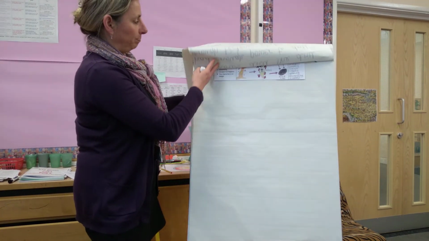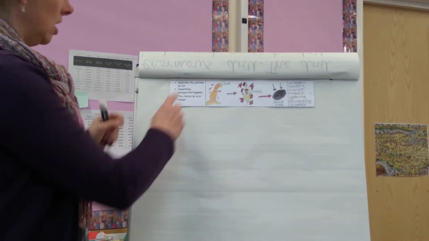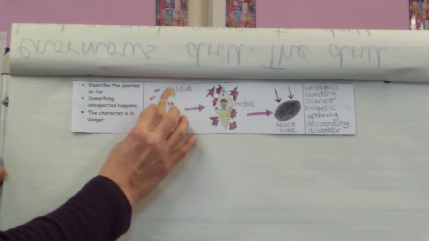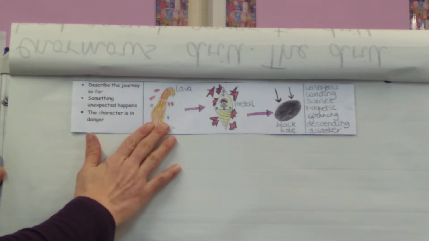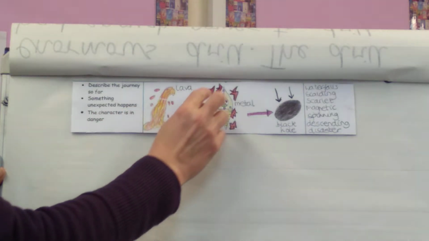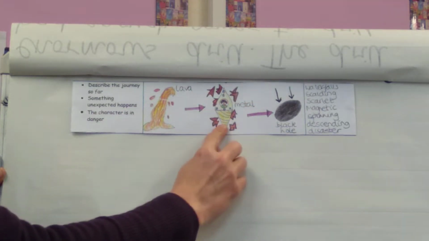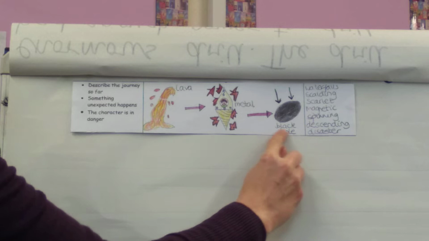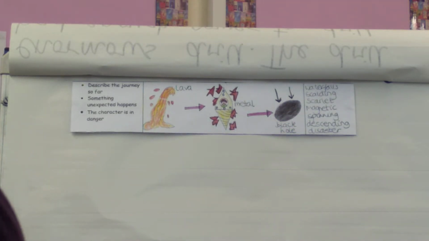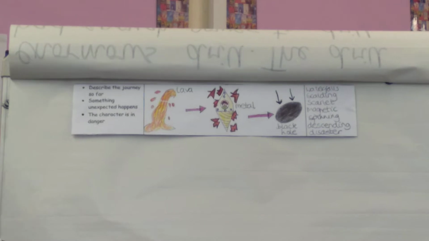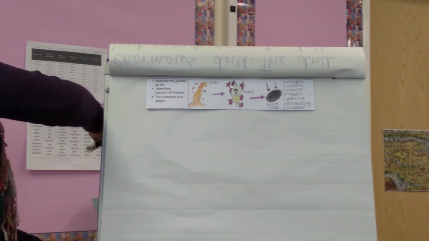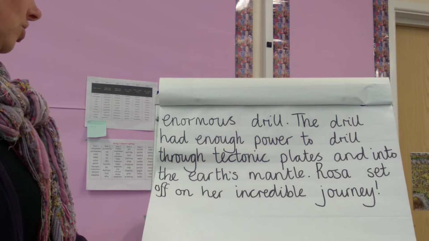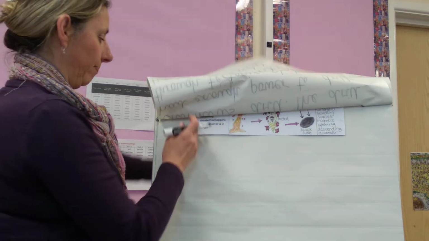So if we look at my plan, we have got: describe the journey so far. So I'm going to write about these amazing waterfalls of scalding lava, as you can see. Something unexpected happens, so this is when all this metal starts to stick to her drill and she's going to be in danger because the weight of the metal will pull her towards this black hole. So, just remind myself, my last sentence. So Rosa set off on her incredible journey.